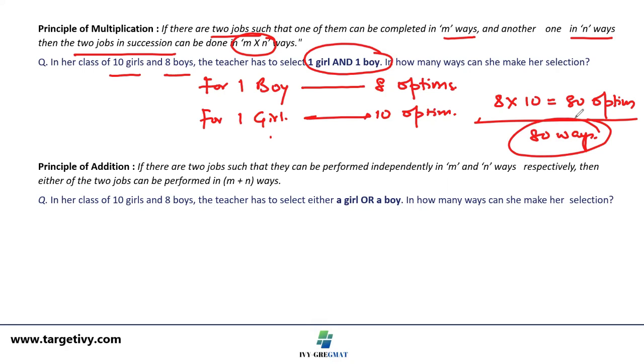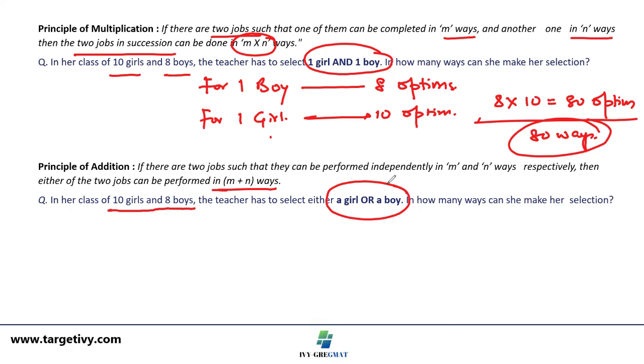But the principle of addition: if there are 2 jobs such that one can be performed independently in m and n ways respectively, then either of the 2 jobs can be performed in m plus n ways. Let's take an example. If in a class of 10 girls and 8 boys, the teacher has to select either a boy or a girl, how many ways can she make this selection?